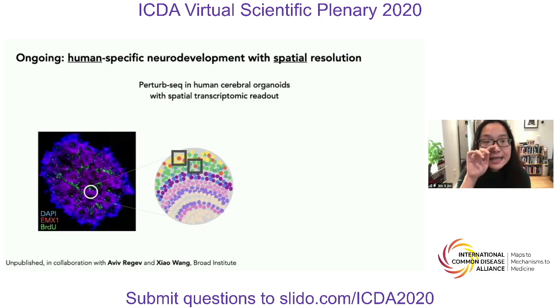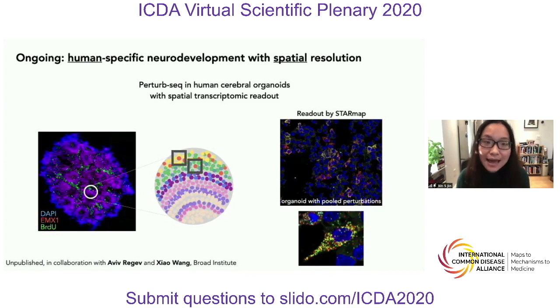And we set up the Perturb-seq to address these two questions by using the human cerebral organoid to study the cell types that are unique to human and primates. So we're conducting a genetic screen just like what I told you in Perturb-seq. And by collaborating with Aviv and Xiao Wang, a faculty at Broad and MIT Chemistry, we want to use in situ sequencing called STARmap to acquire both the transcriptomic information as well as the location of the cells.